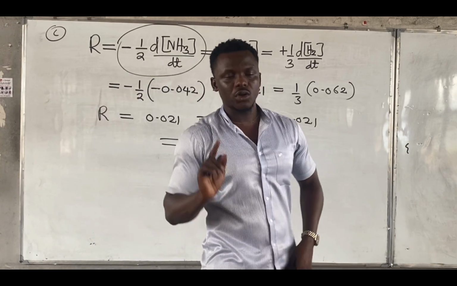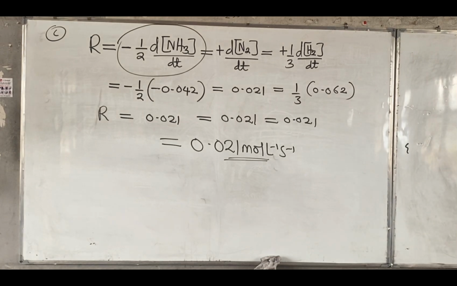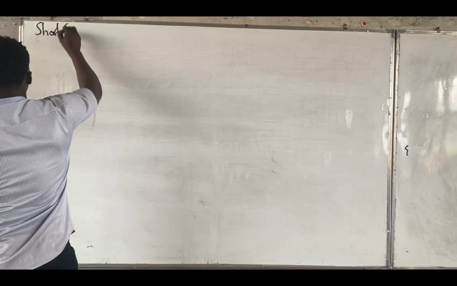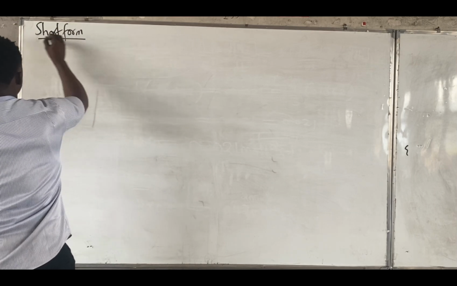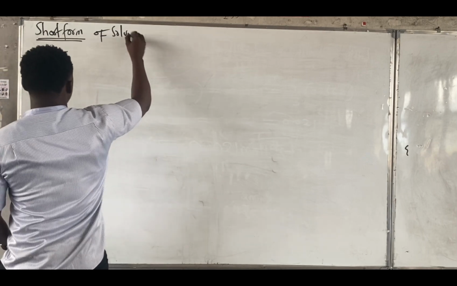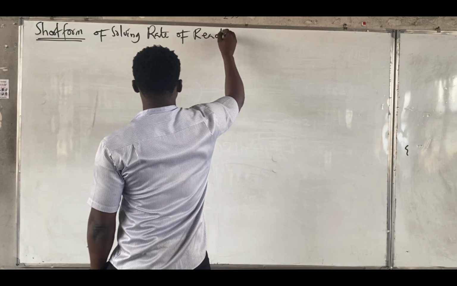I'm going to give us shortcuts on this, and then one last example, after which we move down to orders of reaction. Okay, short form of solving rate of reaction calculation.